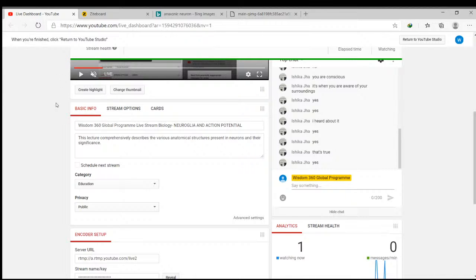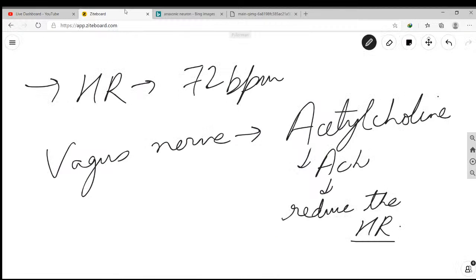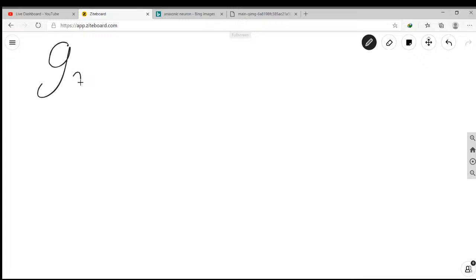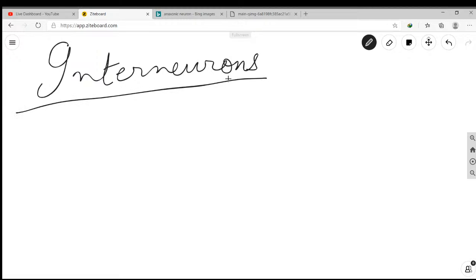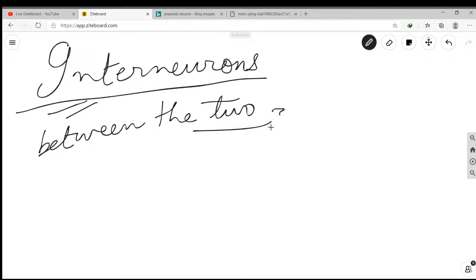Then we can come to interneurons. They are also very important. Again, this topic is sometimes left, but this is a very significant topic in order to gain complete understanding of the nervous system. The name is inter. Inter means between the two. Again, biology is all about knowing English. That's all. If your English is good, there is no issues in biology. So interneurons are located between sensory and motor neurons.